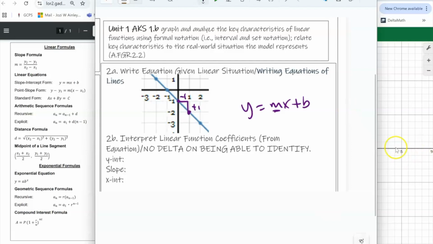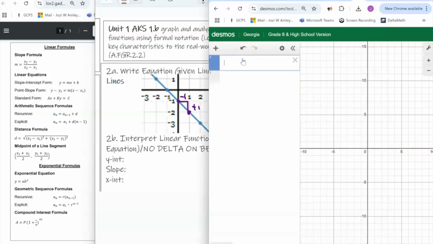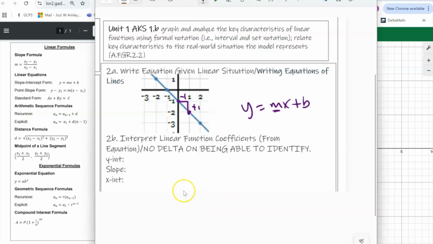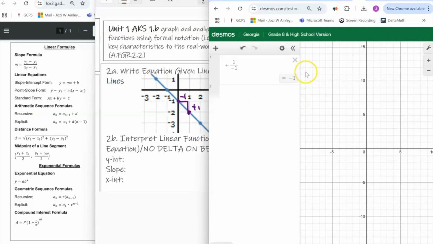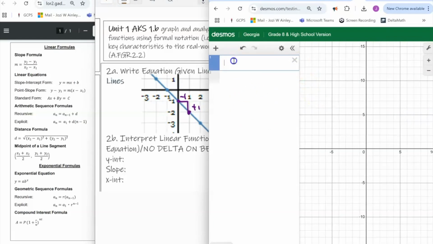If I put that in the calculator, positive 1 divided by negative 1, you can see it gives me negative 1. So my rise over run will be negative x, and then my b is where it crosses the y-axis, which is negative 1. Again, if that's been getting you wrong, that's not a problem. We're going to put it right in here.